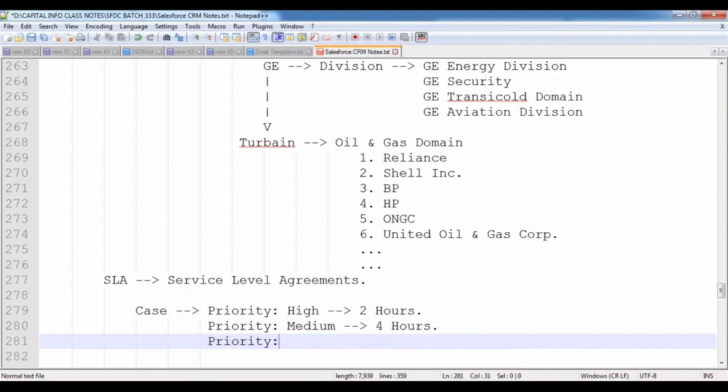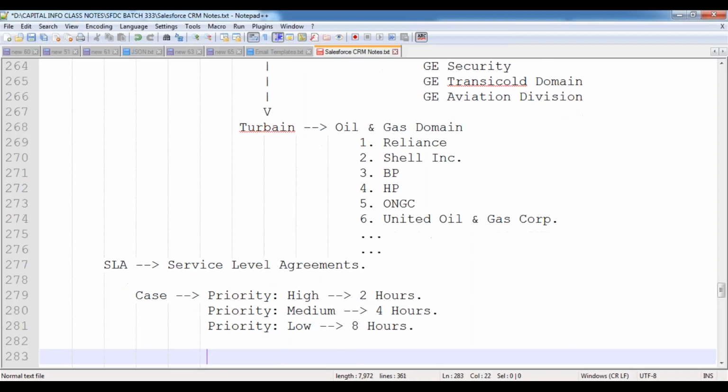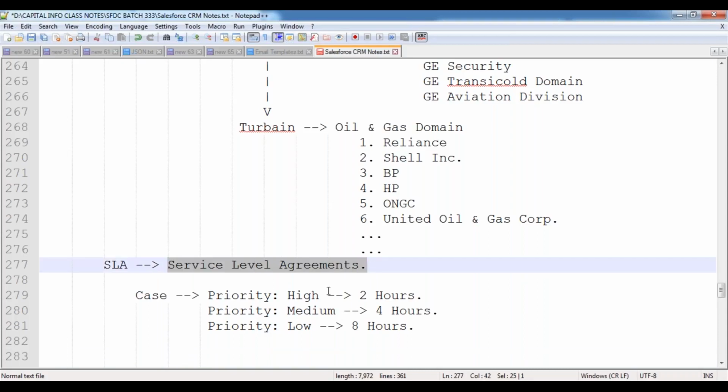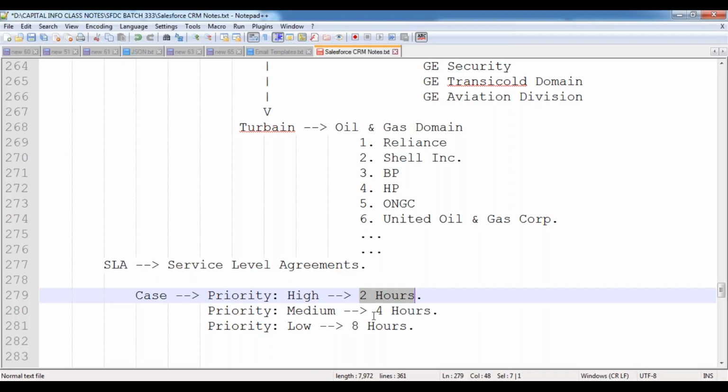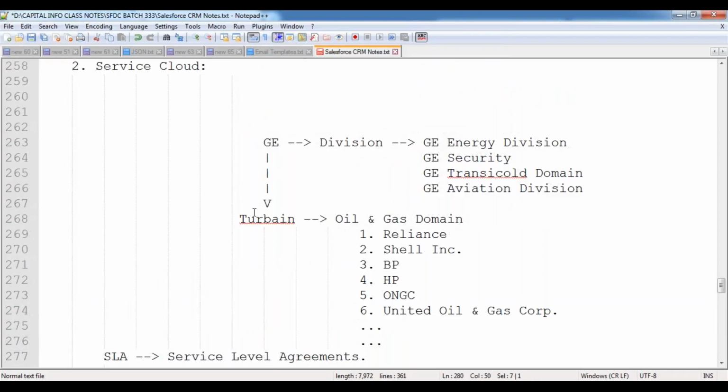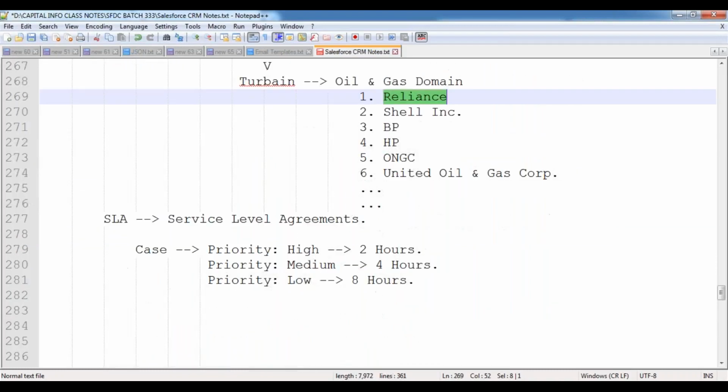Suppose a small feature is not working, then I'm giving the priority as low. If it is a low priority issue, then I'm giving you 8 hours, so within 8 hours the GE people have to resolve those problems. That means inside this SLA document, they clearly mention these are the time periods I have given to you. Whenever I'm facing a problem with this product, as a Reliance organization, I will raise a complaint. Based on the seriousness of the issue, based on the severity of the issue, I will be giving the priority.